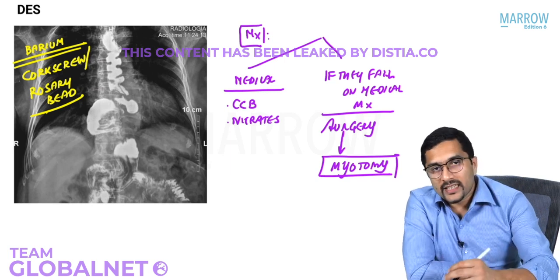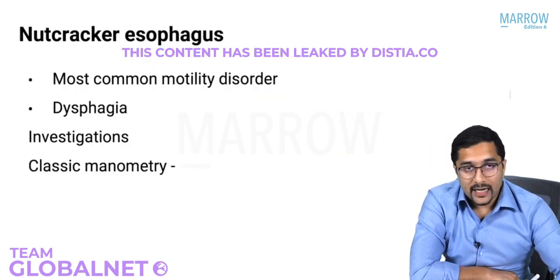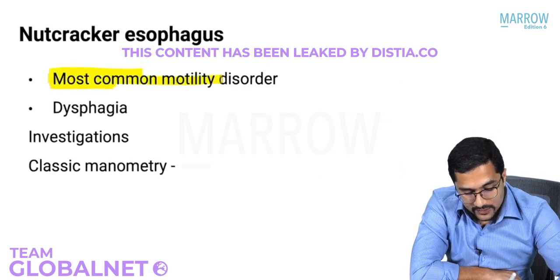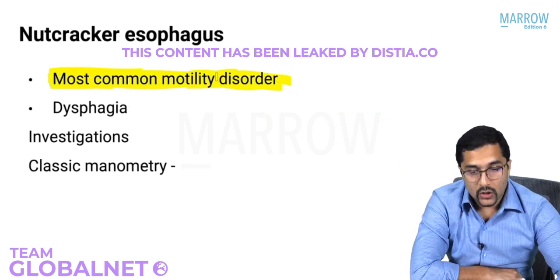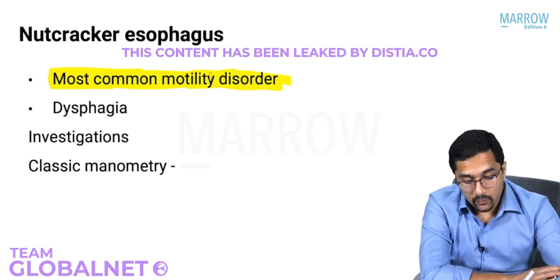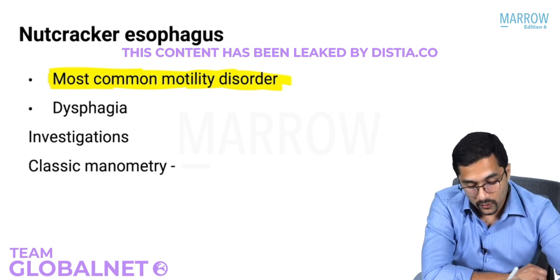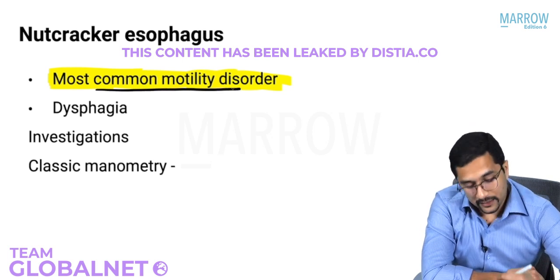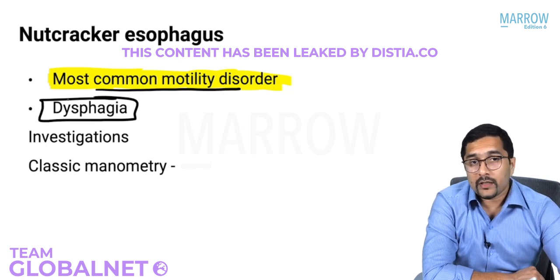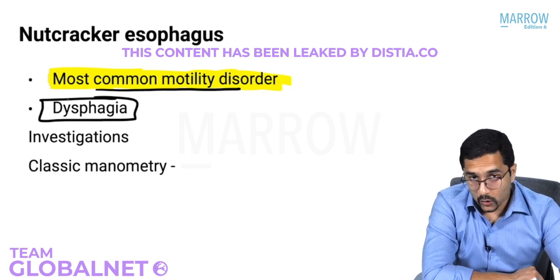The final motility disorder which I want to talk about is nutcracker esophagus, and you need to know that nutcracker esophagus is the most common motility disorder of the esophagus. This question has been asked in the exam. Patients usually come with dysphagia, but they can also come with chest pain as well.